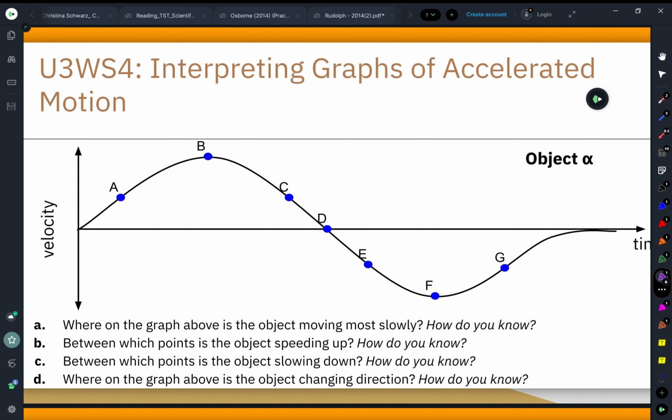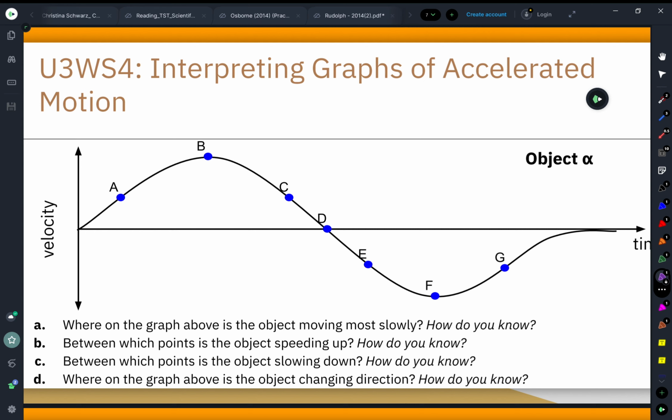We have these same four questions. Part A, where is the object above moving most slowly? Part B, between which points is the object speeding up? Part C, between which points is the object slowing down? Part D, where on the graph above is the object changing direction? And for each of these four parts, we need to answer, how do we know?